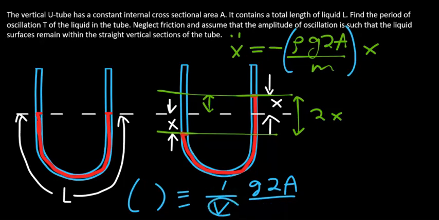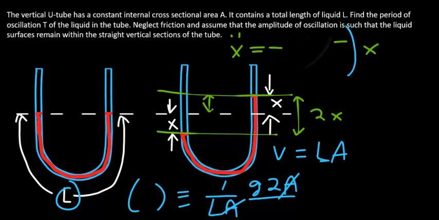Also note the volume of that liquid column equals the length times the cross-sectional area of the tube. So you can replace V with L times A, and now the A will go away. So this equation right here can be rewritten in the following manner.